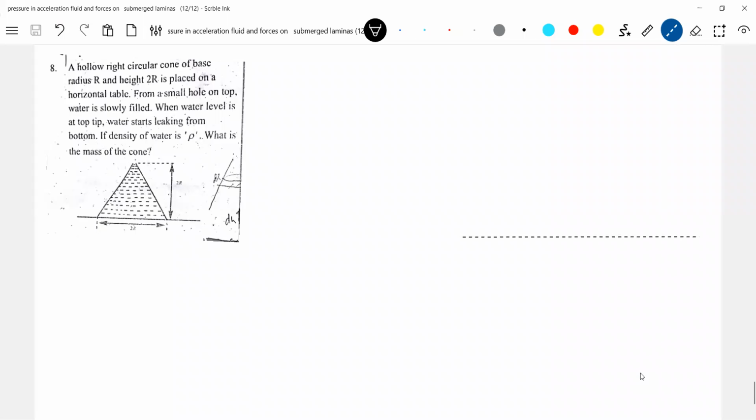I'll draw a diagram. A small hole, or you can treat it almost like a triangle, it doesn't matter. So there's a cone. Inside, liquid is there. So you assume a circular strip. This will be the axis.